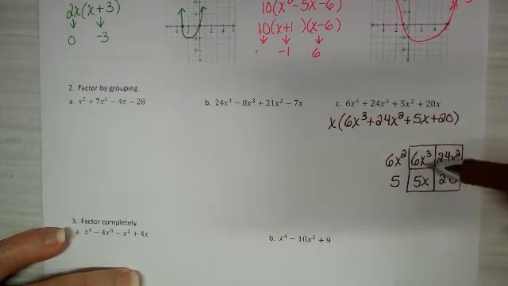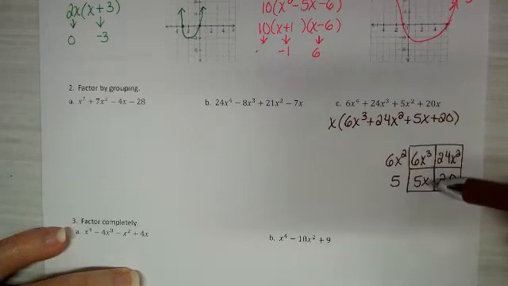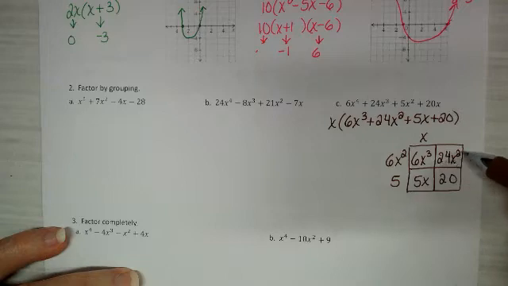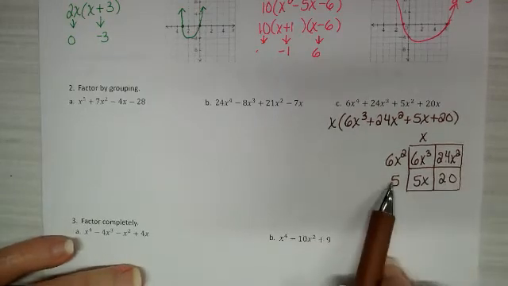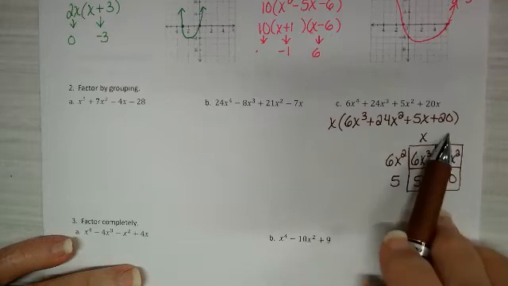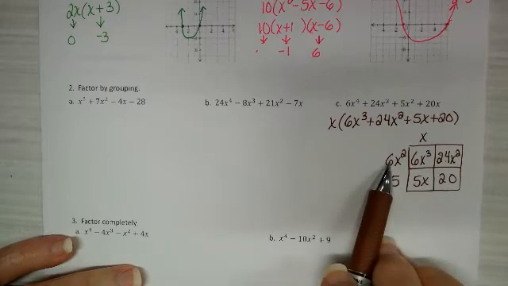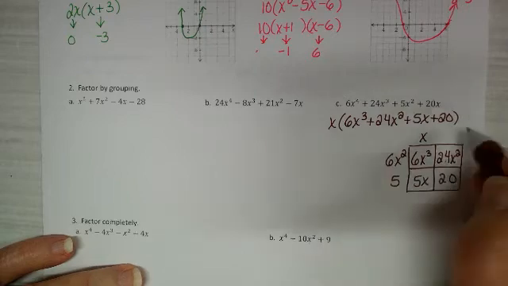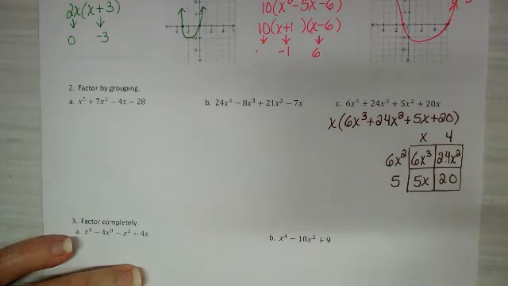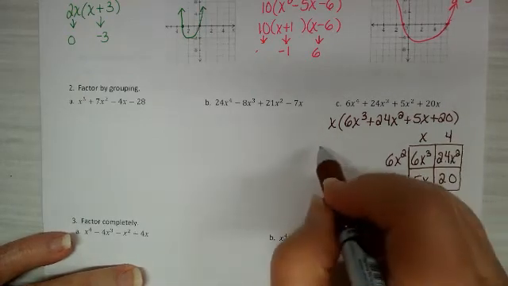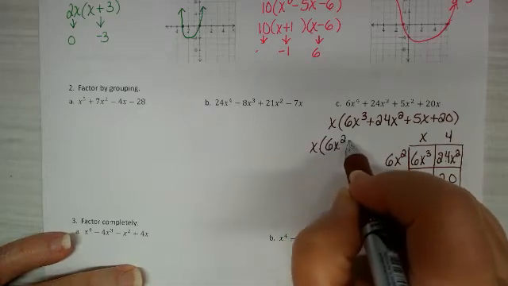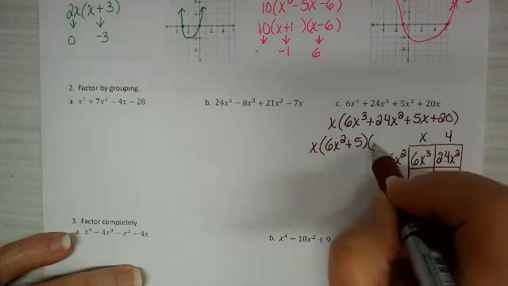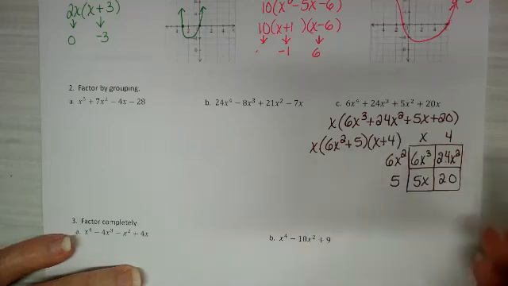Go with 5. Now let's go vertically. 6x to the third and 5x. That's just an x. And then 24x squared and 20. What do they have in common? If you're not sure, you can look over here and go, well, 5 times this number has to give me 20. 6 times this number has to give me 24. So that helps you to pick out that it's a 4. So my final factored answer is x times (6x squared plus 5) times (x plus 4).